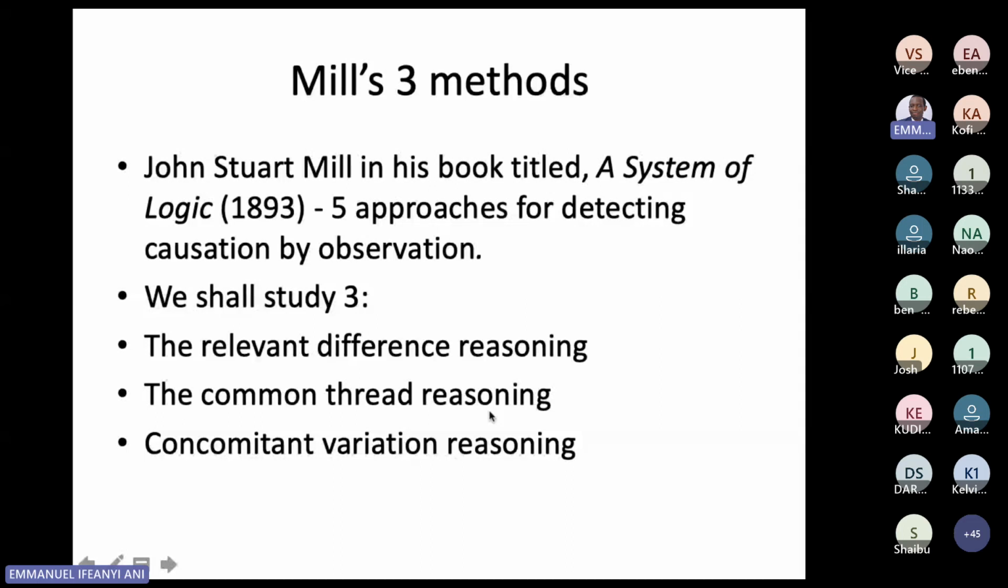Now, John Stuart Mill, in his book titled A System of Logic, espoused 5 approaches for detecting causation by observation. 5 approaches, but we shall look at only 3 of them. We'll look at relevant difference reasoning, that's the first strategy, common thread reasoning, and then concomitant variation reasoning. So these are the 3 kinds of informal causal reasoning strategies we shall discuss right now.